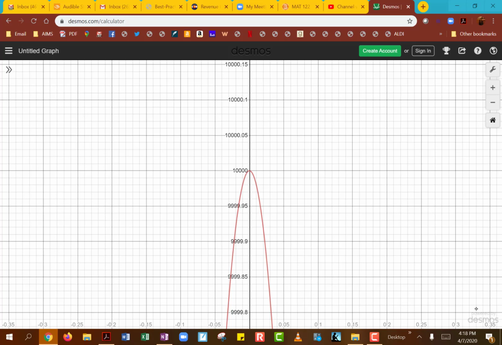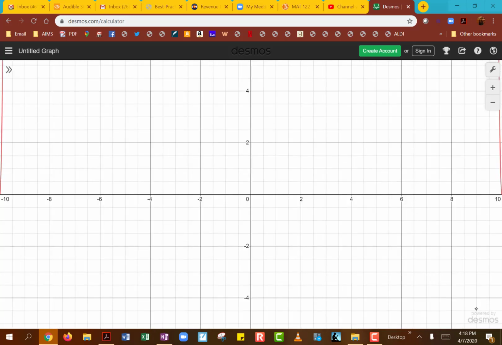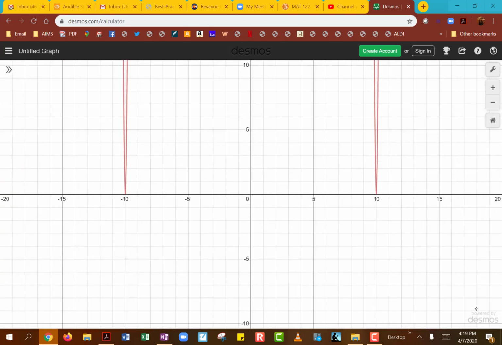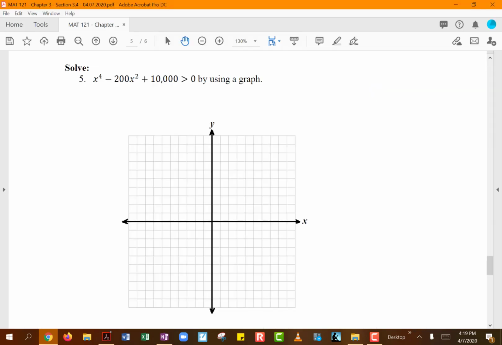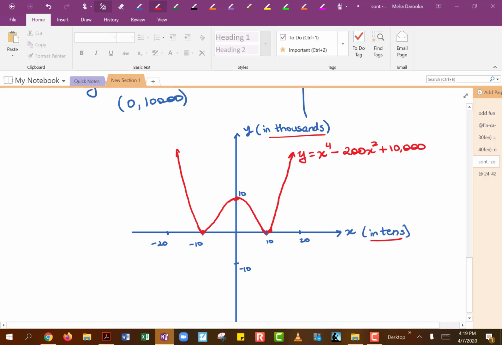So this is why we need to change the scale when we draw this graph by hand, so that we can see what that entire shape of our graph looks like. That's why we need to change the scale on our x and y axis to accommodate our entire graph. Now remember, graphing was not the goal for this function.